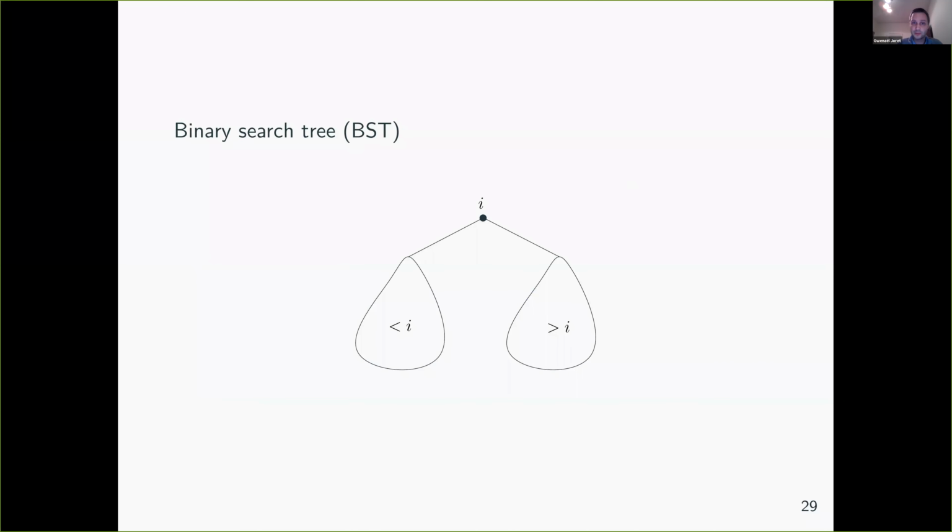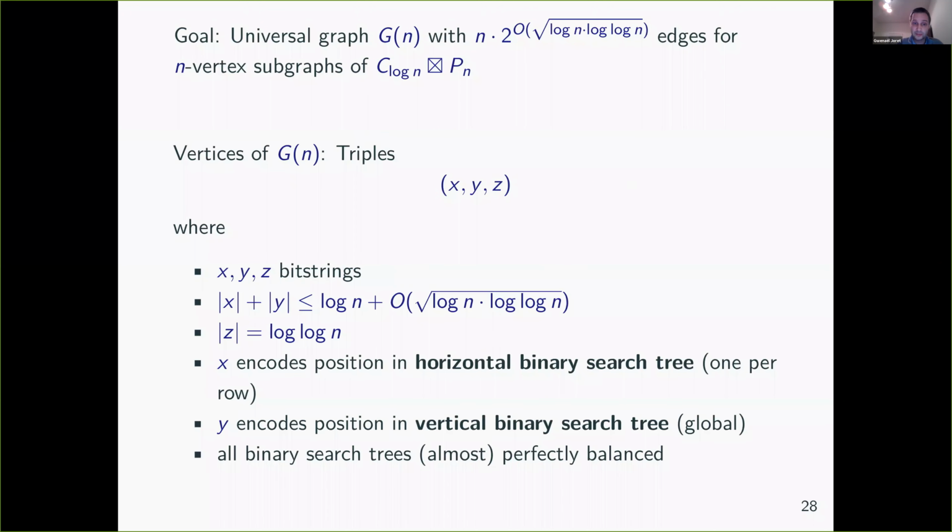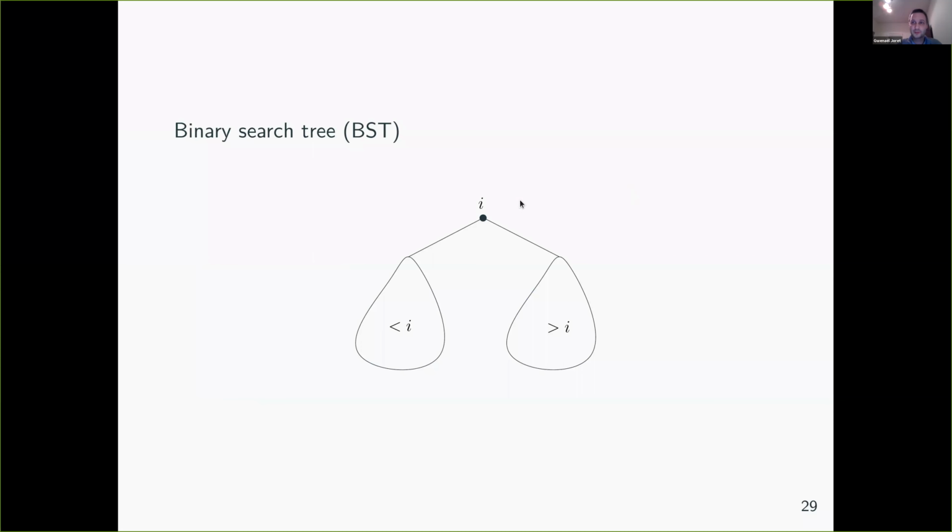So this is the part where I will be a bit more vague. Oh, first, maybe I should recall what a binary search tree is. So that's a binary tree. It stores some values. In this case, it will be positive integers from 1 to n. And the key property is that when you look at some node that has value I in your BST, then on the left subtree, you have everything which is less than I. In the right subtree, you have everything which is bigger than I.